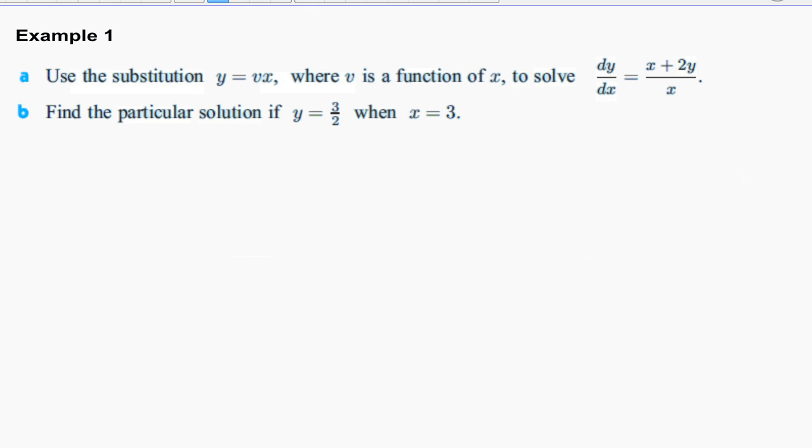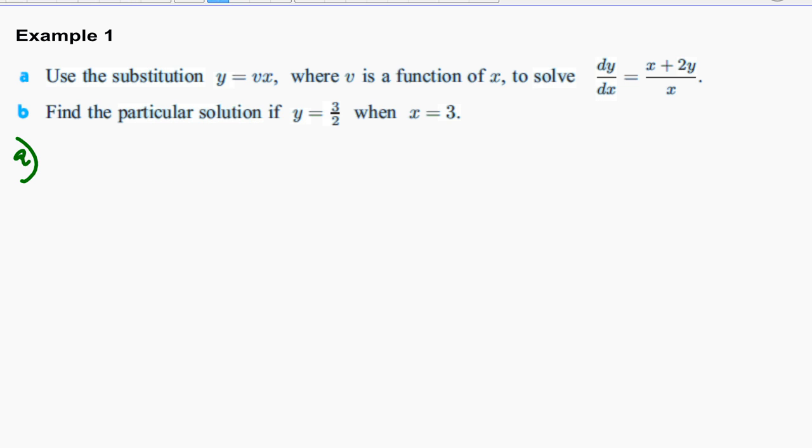So example 1: use the substitution y equals vx, where v is a function of x, to solve this differential equation. There are a few tricks that I want to show you here, and this is one of the things that can help you to solve this.